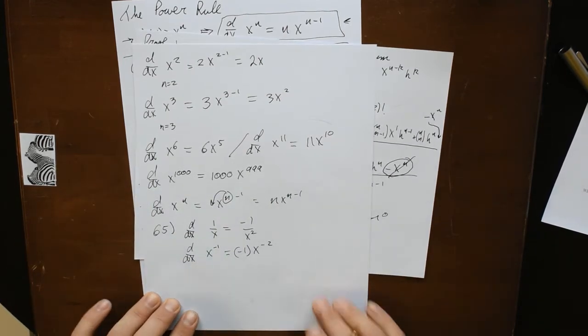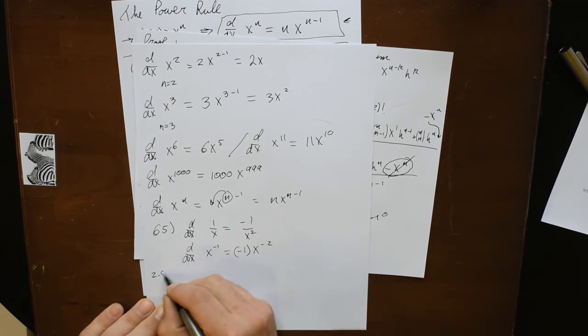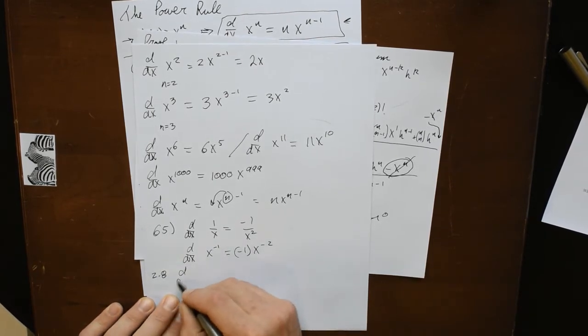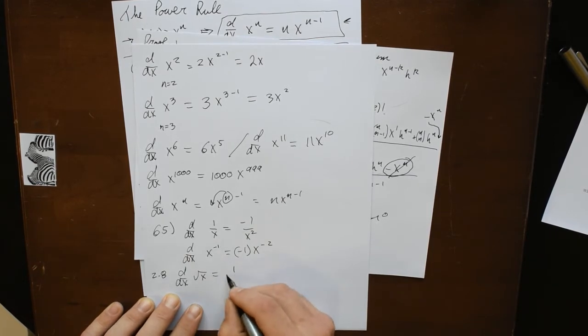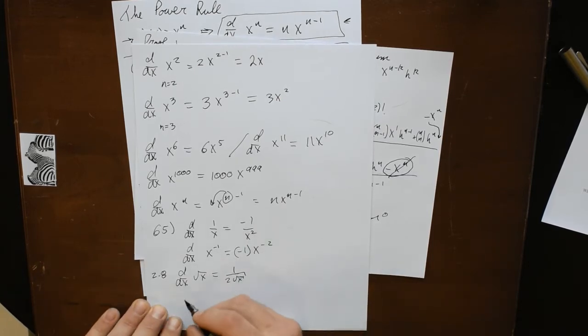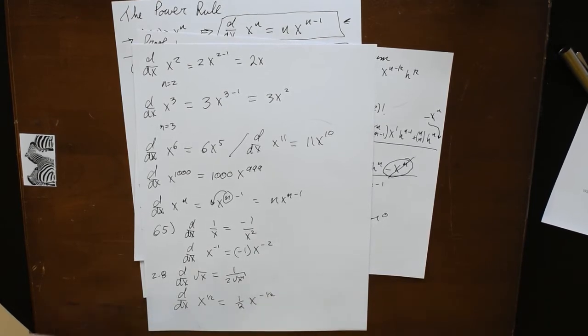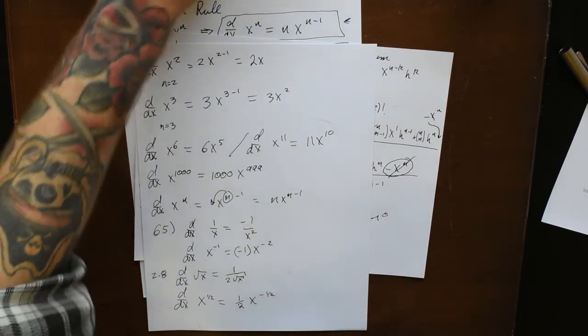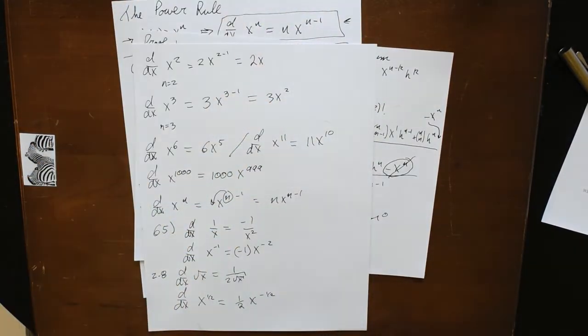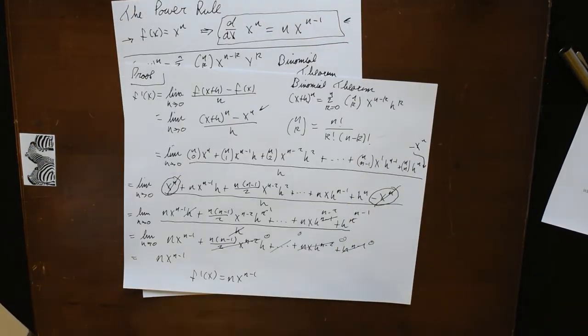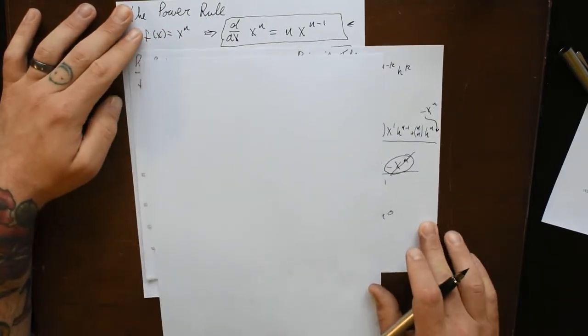Back in 2.8, we showed that the derivative with regards to x of the square root of x was equal to 1 over 2 square roots of x. Or, written with exponents, we showed that the derivative with regards to x of x to the 1/2 is equal to 1/2 of x to the negative 1/2. So the pattern still holds. And in fact, we'll show this later when we unlock the necessary tools to do so.